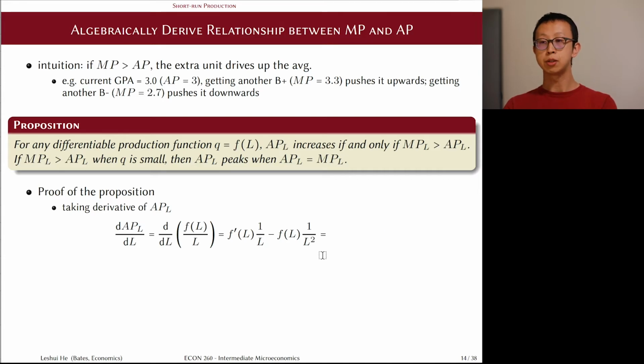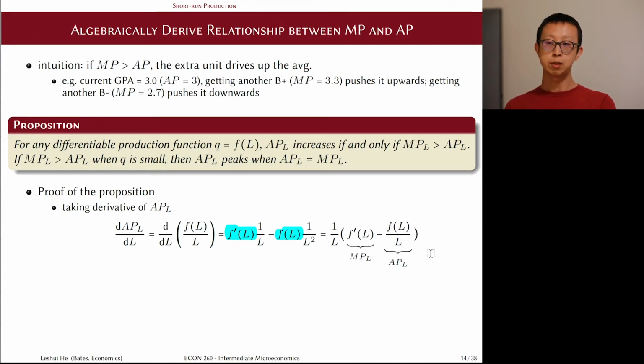Now with this expression, I can factor out the common term of 1 over L. What I'm going to have left over is the derivative of f with respect to L on the inside, and in the second term I'm going to have f of L divided by one of the L's, because the other one is pulled out. So within the parentheses, we have the derivative of the total product with respect to L, which is the marginal product of labor. And the second term is just the total product divided by L, which is the average product of labor.